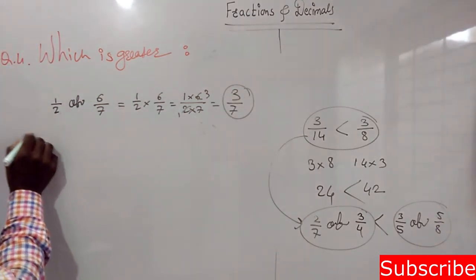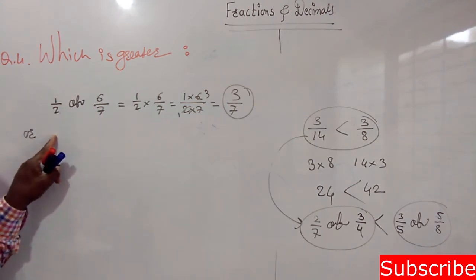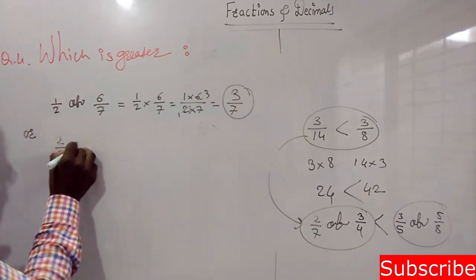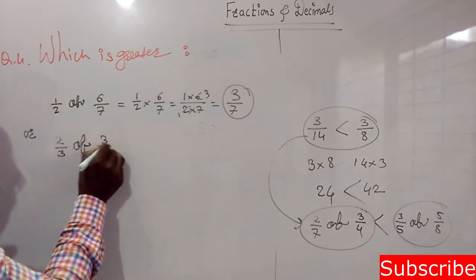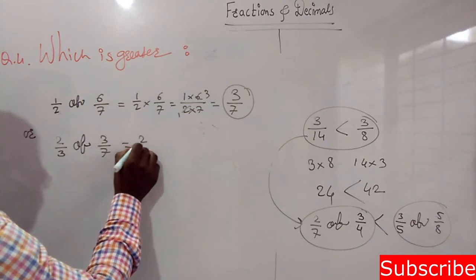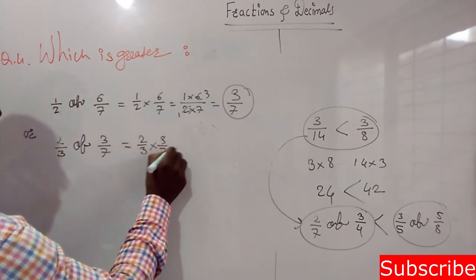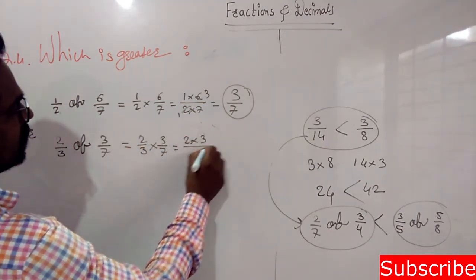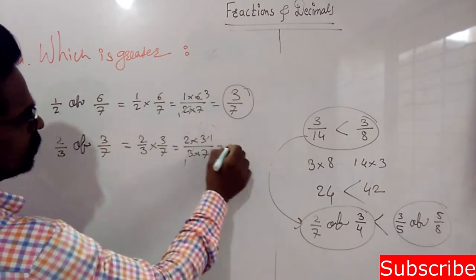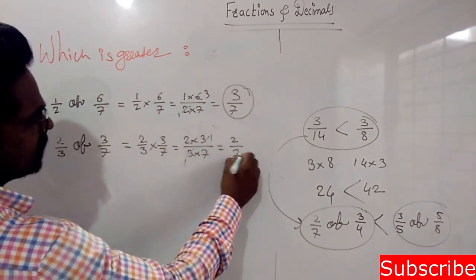Okay. The second one given to us is 2 by 3 of 3 by 7. If we solve this one, 2 by 3 into 3 by 7, it is equal to 2 into 3 divided by 3 into 7. This 3 ones are 3, 3 ones are 3. 2 into 1, 2 divided by 1 into 7, it is 2 by 7.